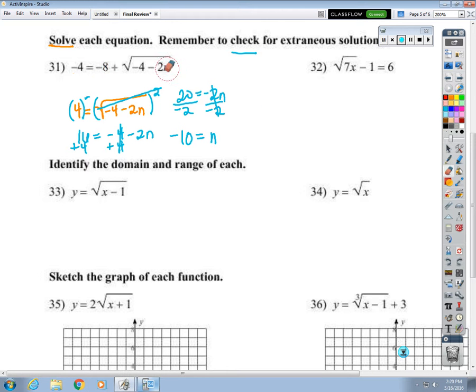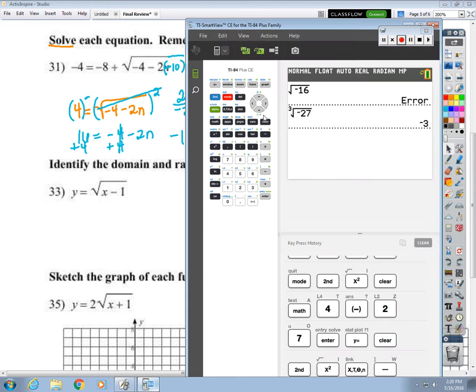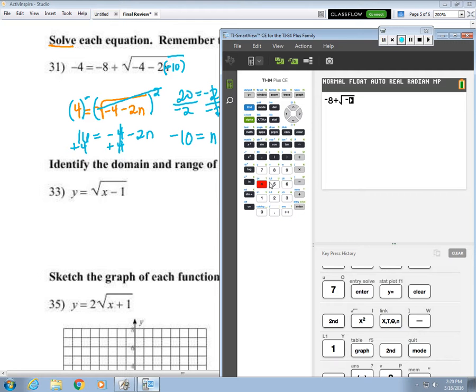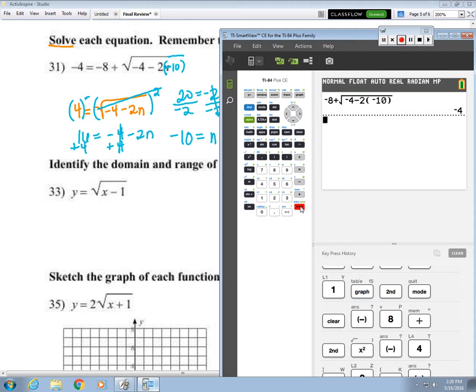So what you'll do is, you'll plug -10 in the n place. So right here beside the 2, you're going to plug in a -10. So take your calculator, okay, and you're going to type it in. So -8 plus the square root of -4 minus 2 times -10. If -10 is the right answer for n, when I hit enter, what should it say? -4, and it does. It equals -4, and that's what it equaled when I plugged in -10. So that means this is right.